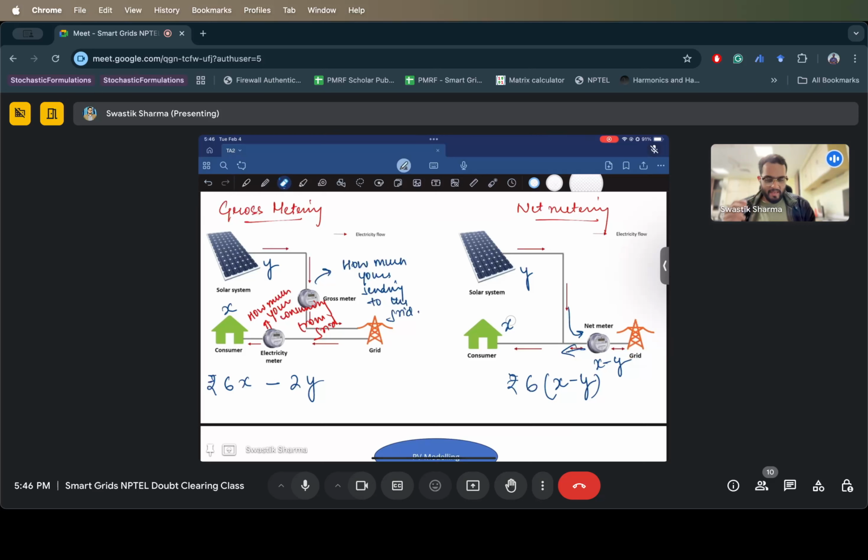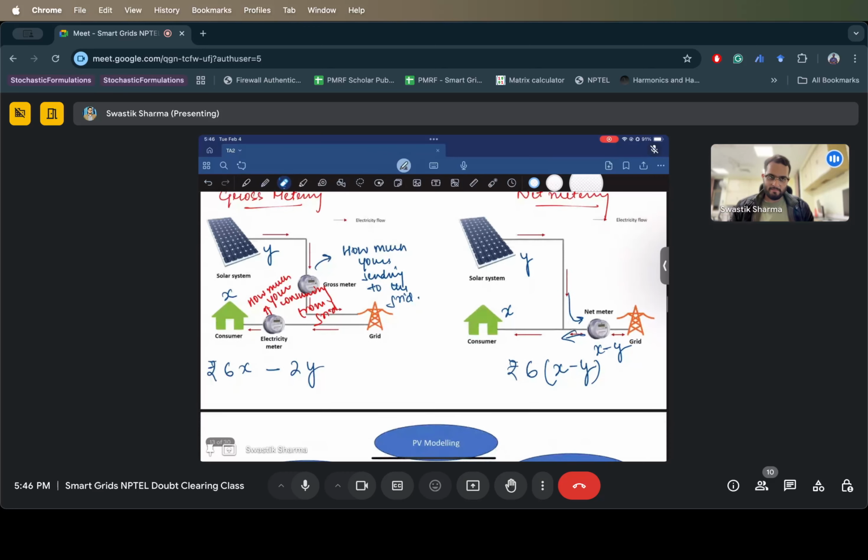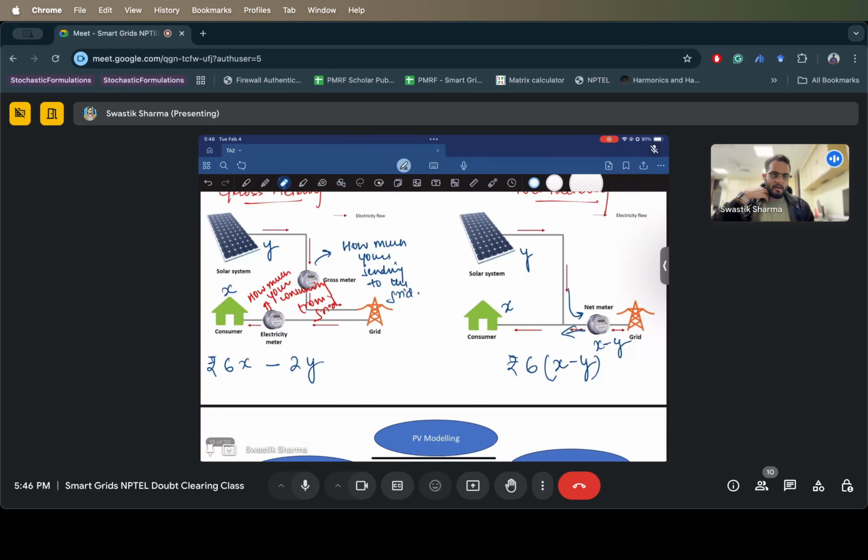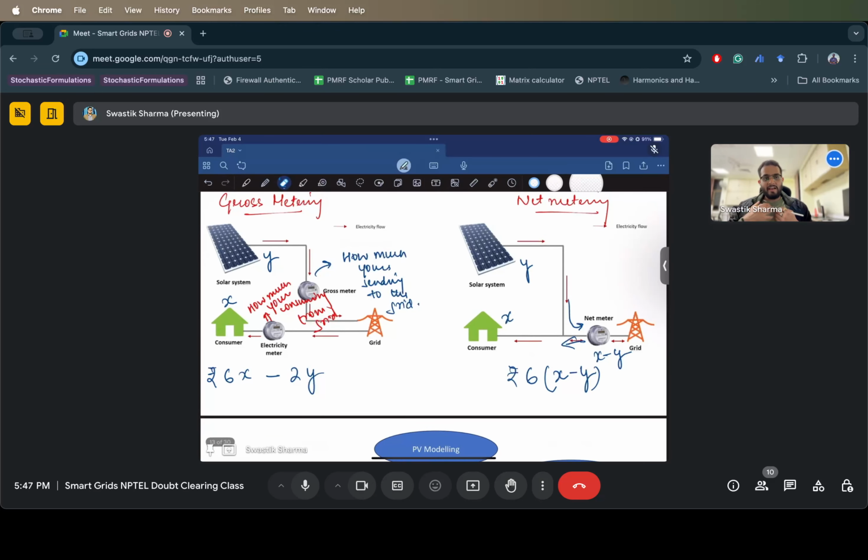So let's say you consume X units and you produce Y units. It tracks X minus Y and charges you only 6 rupees, at the cost of your consumption of load. But let's say as a government, I want to charge you differently for the units you produce and for the units you consume. Let's say I charge you 6 rupees for consumption and 2 rupees for production. In which case do you think a customer's bill would be less? Would it be less in net metering or in gross metering?